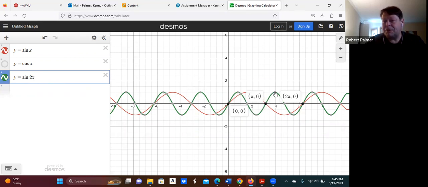So it actually does 2 complete periods from 0 to 2 pi. So the period is actually compressed by a factor of 2. And that's because the absolute value of the number is bigger than 1. It's opposite what you'd expect. So actually increasing that number compresses it.